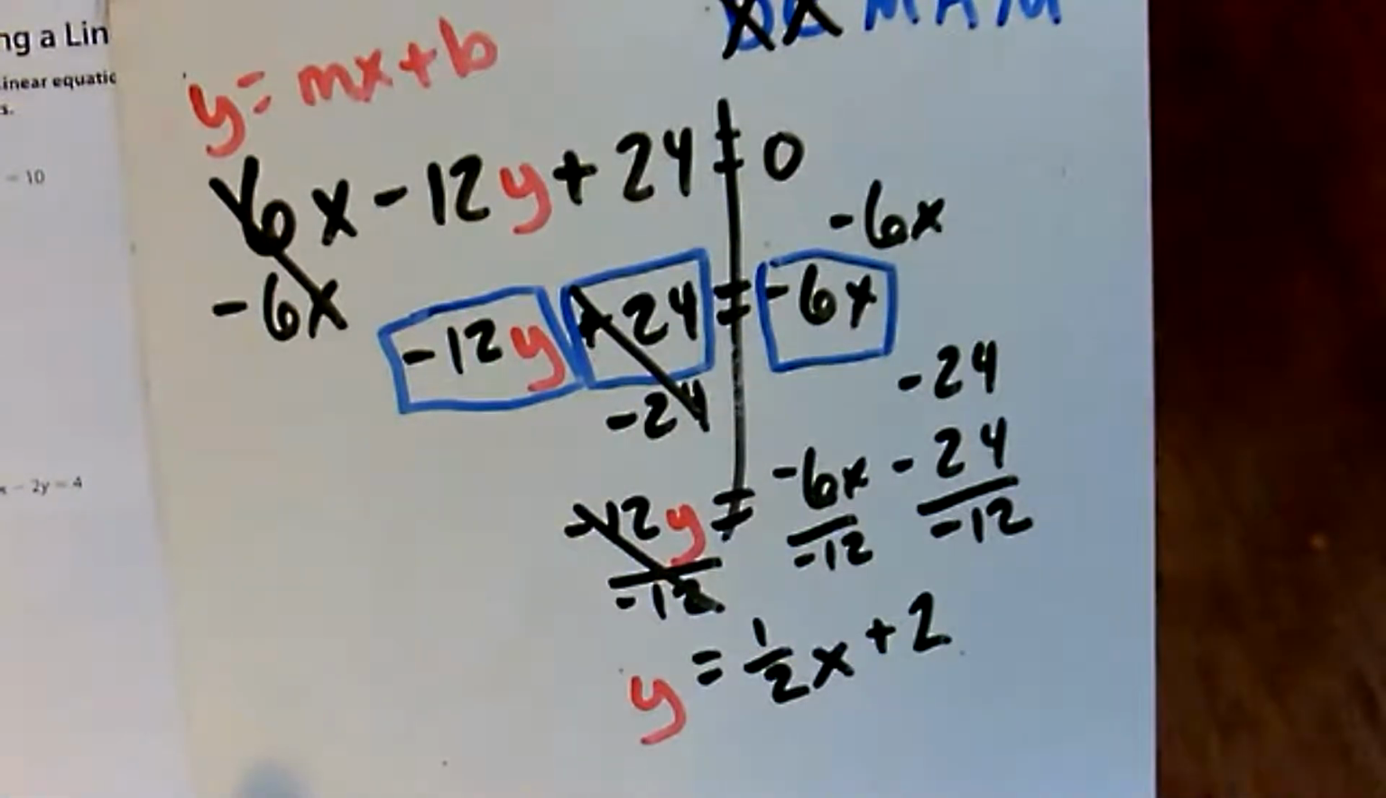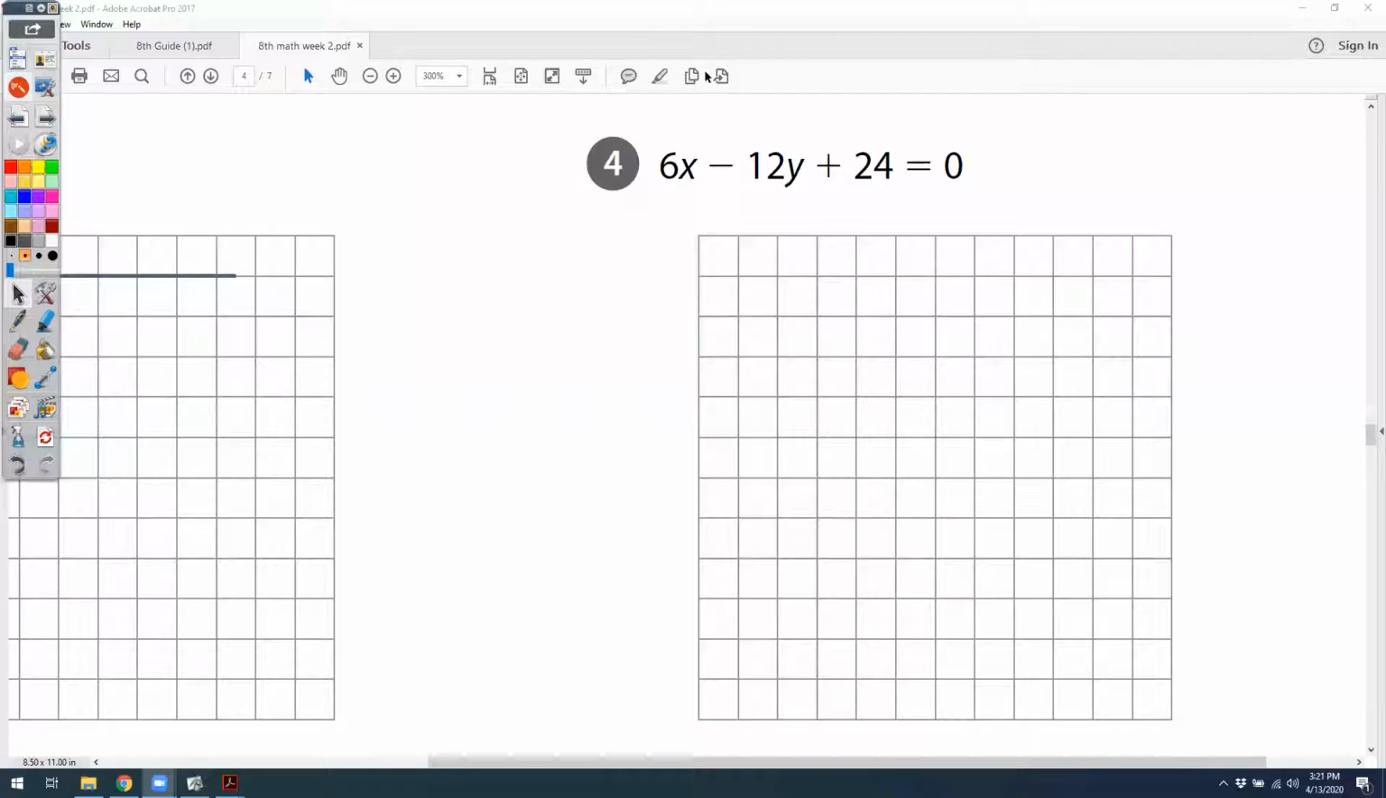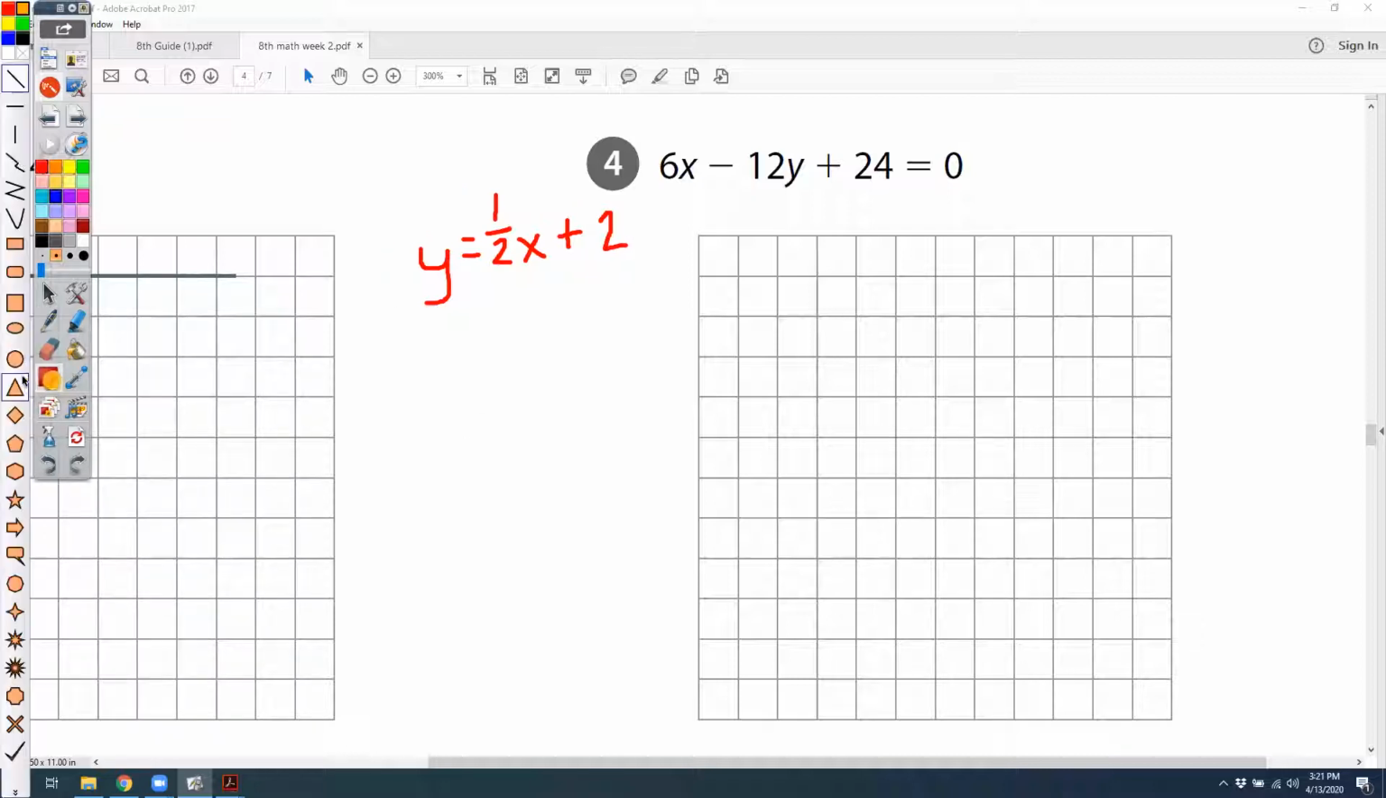Okay. I understand it. Now I'm going to swap back to the other screen so that we can actually graph it. All right, here's what we came up with. We got y equals 1/2 x plus 2. Now on my graph, there's no lines. So let me struggle with this thing for just a second and get us some lines drawn here.